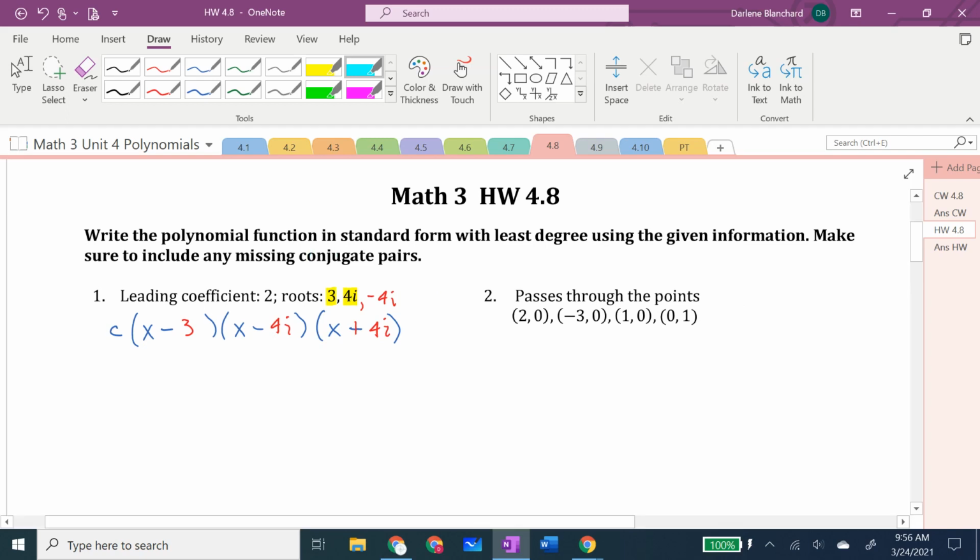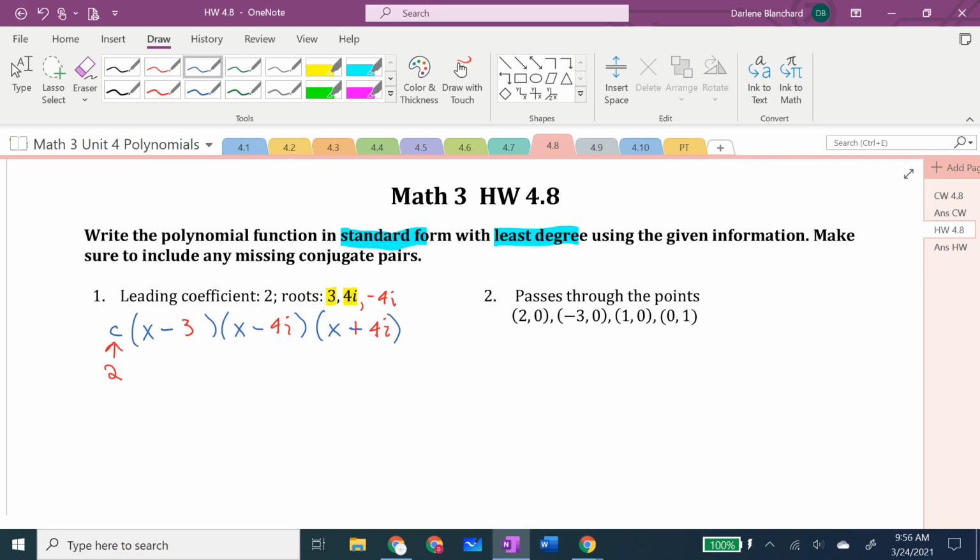You are trying to create a polynomial function in standard form, least degree, using the given information. And then make sure to include any missing conjugate pairs, so that's the negative 4i. Least degree means don't add any more roots to it. Leading coefficient is 2, so I'm going to change this to being a 2.